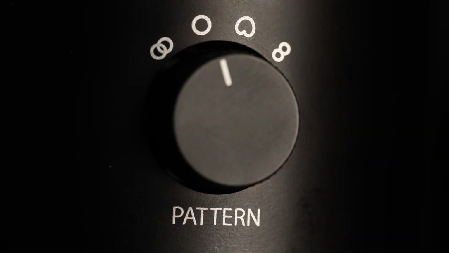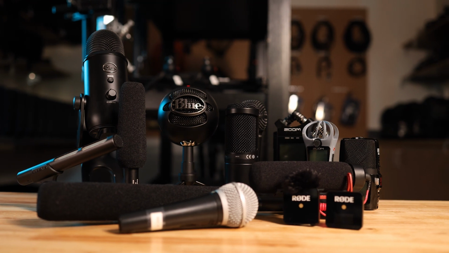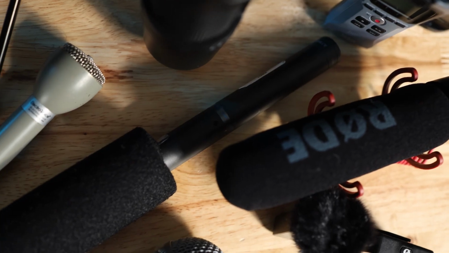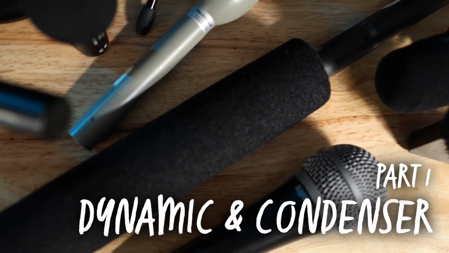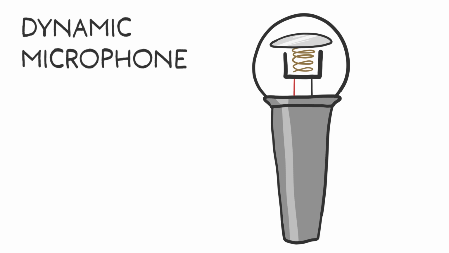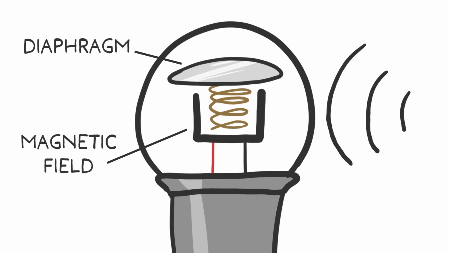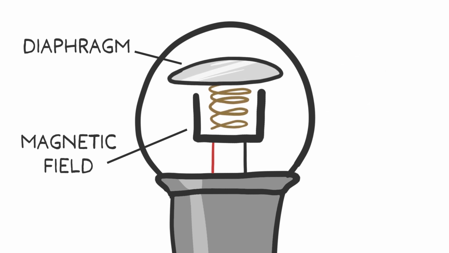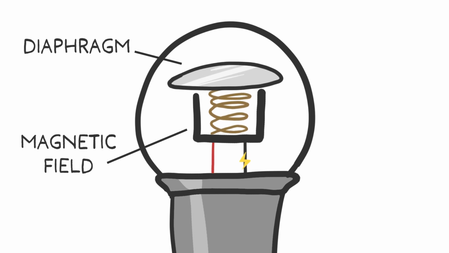beyond that categorization, there are many kinds of pickup patterns and microphone types, all of which we'll take a look at in this video. To get started, it's important to understand the differences between a dynamic microphone and a condenser microphone. Dynamic microphones work via the use of a coil placed inside a strong magnetic field. The coil is attached to the diaphragm, and when vibrated by sound waves, the coil will move rapidly within this magnetic field, causing an electrical current to be generated that corresponds to the sound waves which produced it.